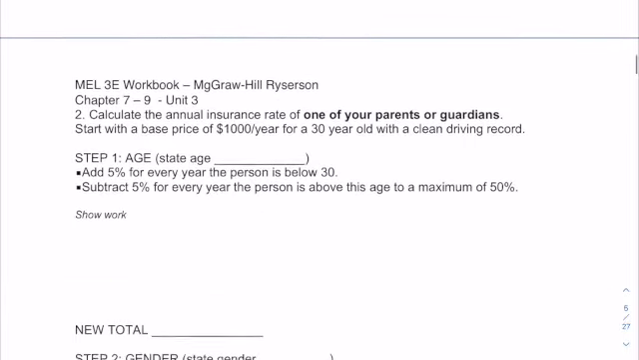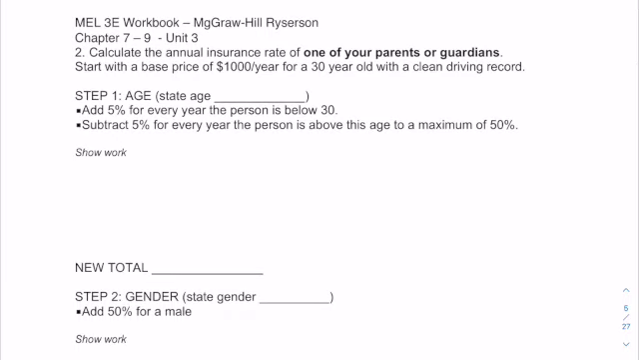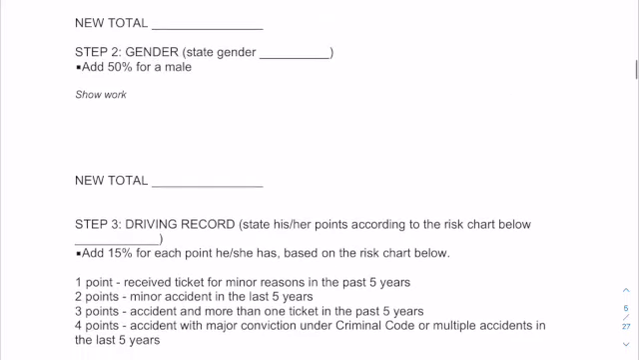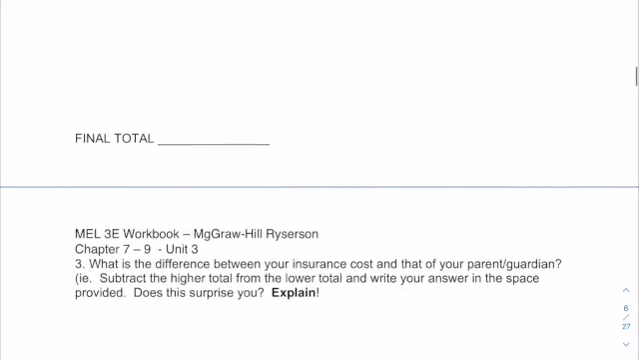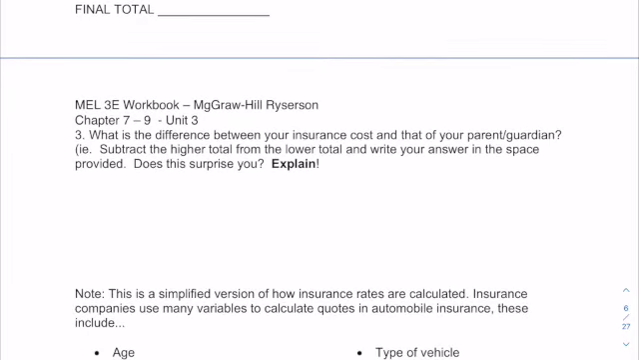And then the last part here is to do so for your parent or guardian, and I will leave that part up to you to do individually. And after that, we'll be on to over this question, which is state the difference. So you'll take the higher one and subtract to get the difference between them. And you'll see what the difference is.